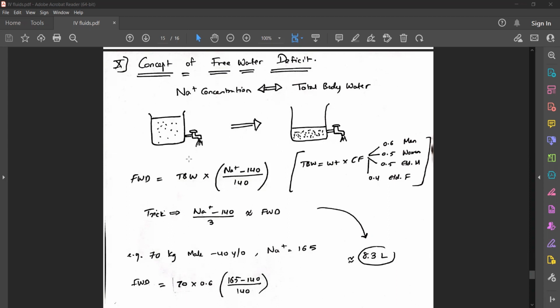So if the patient is hypernatremic, it gives an idea that the patient is in deficit of free water. And if the patient is hyponatremic, it gives an idea that the patient has excess amount of free water.